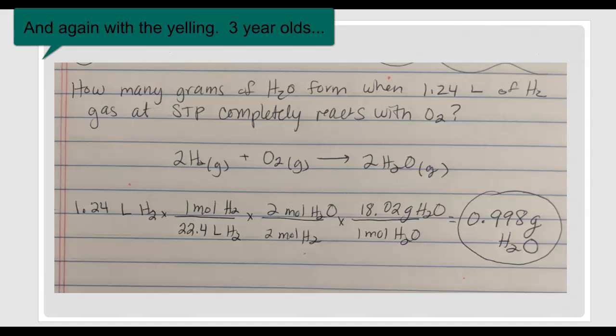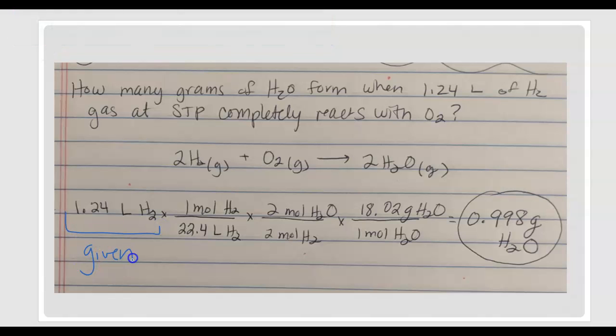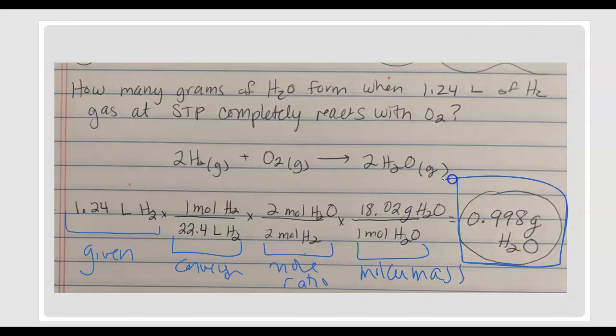So with this one, you'll start again with your given of 1.24 liters. You'll use your conversion factor, mole ratio, and molar mass, and you'll get 0.998 grams of water.